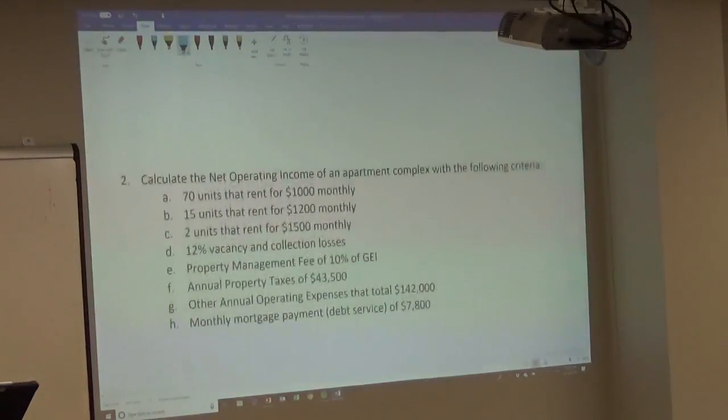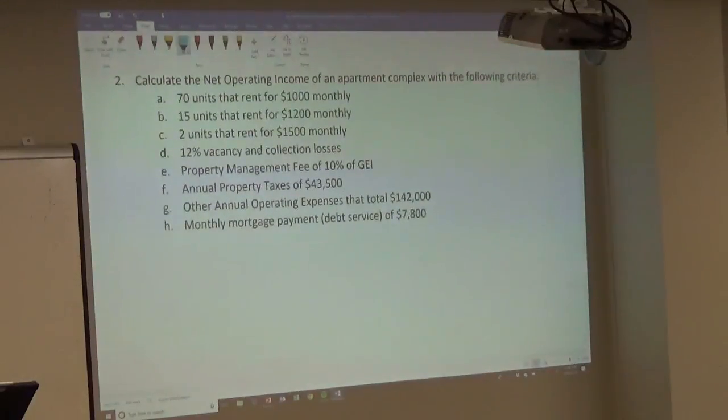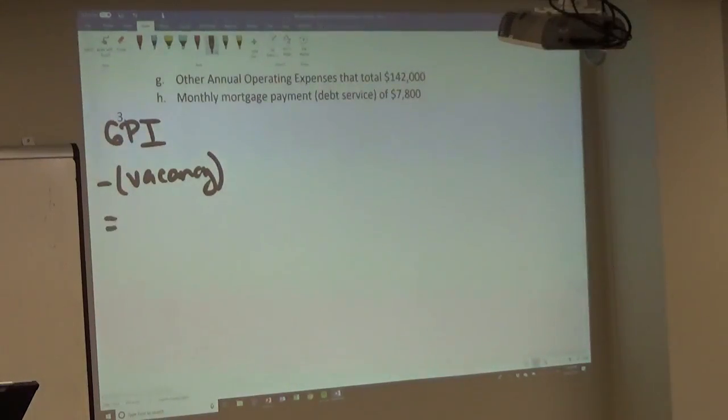Now, number 2 wants us to calculate a net operating income. So as soon as I see that, I'm going to do the same thing. I'm going to write down my formula. And it always starts at gross potential income. And then that's minus any vacancy we might have. And gross potential income minus vacancy equals gross effective income.